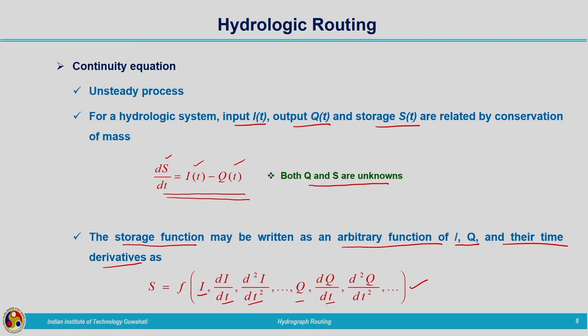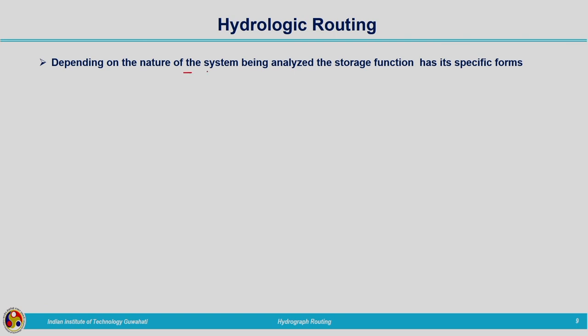This storage function we have already seen while explaining the systems theory related to hydrologic system. Depending on the nature of the system which we are going to analyze, the storage function has its own specific forms. Whether we are going to carry out the flow routing in the case of a river or in the case of a reservoir, the storage function will be different. Let us look into that.